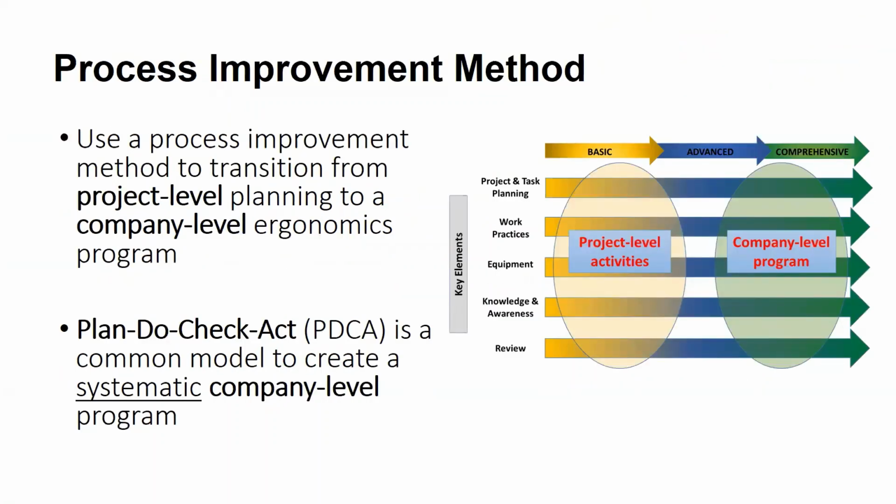Whether you start designing your program to work at the project level or across your entire company, your ergonomics program must follow a process improvement method so it can achieve the results you desire, namely, to reduce soft tissue injuries and increase worker productivity. Many companies use the Plan, Do, Check, Act model as a means to continuously improve their process and create their company-level program.